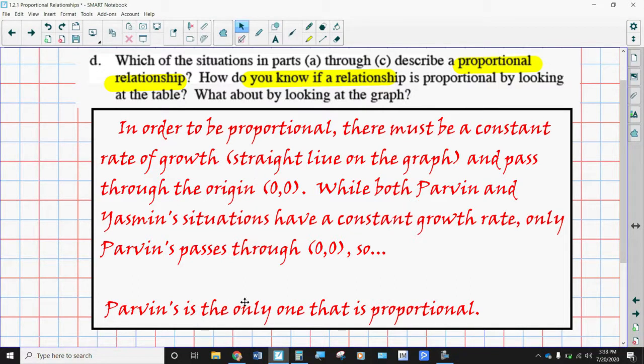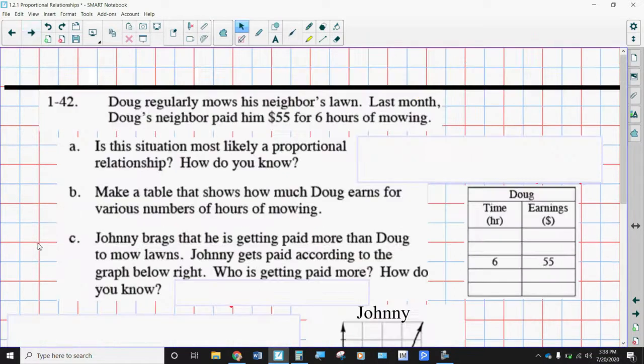Okay, do you like my handwriting there? Isn't that beautiful? I worked really hard to get it so perfect.